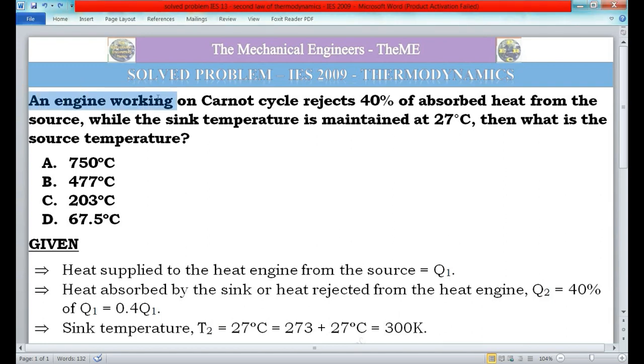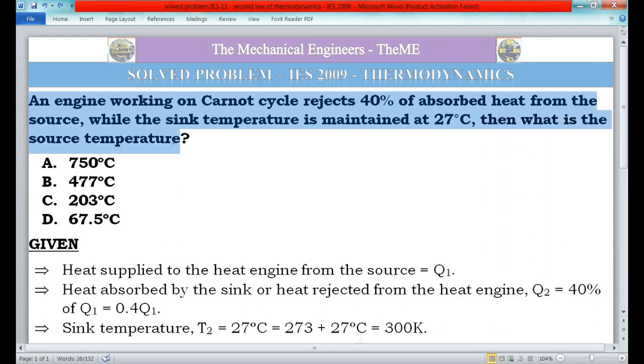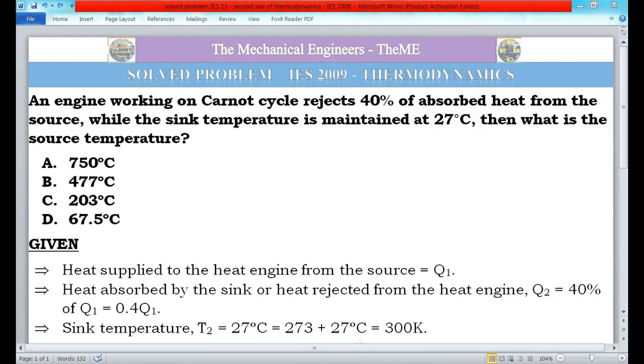An engine working on Carnot cycle rejects 40% of absorbed heat from the source, while the sink temperature is maintained at 27 degrees Celsius. Then what is the source temperature? Option A 750 degrees Celsius, option B 477 degrees Celsius, option C 203 degrees Celsius, option D 67.5 degrees Celsius.